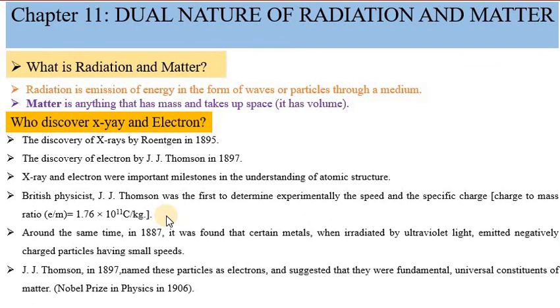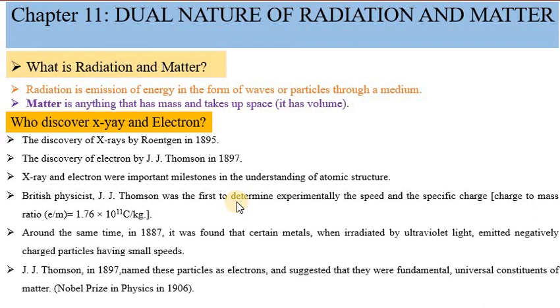He calculated this experimentally, and at the same time, in 1887, it was found that when some material is exposed to ultraviolet light, it emits negatively charged particles having the same speed, and the e by m ratio is also the same in that case. So during that time, the scientist J.J. Thomson thought about this particle.